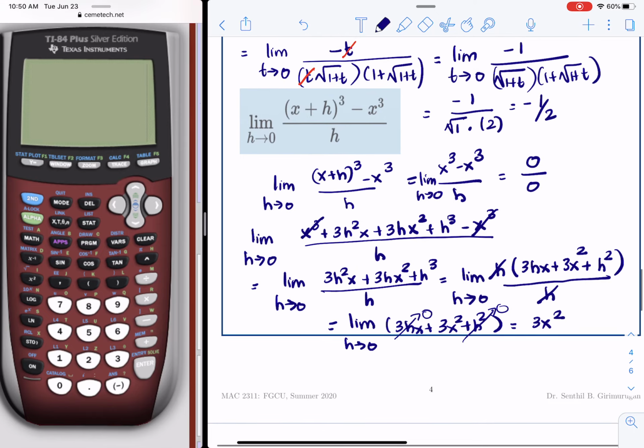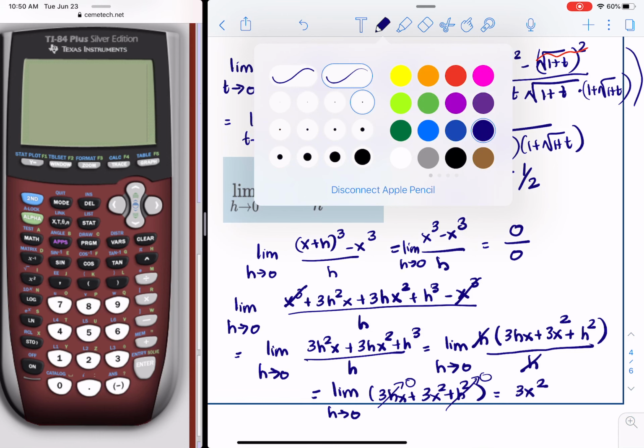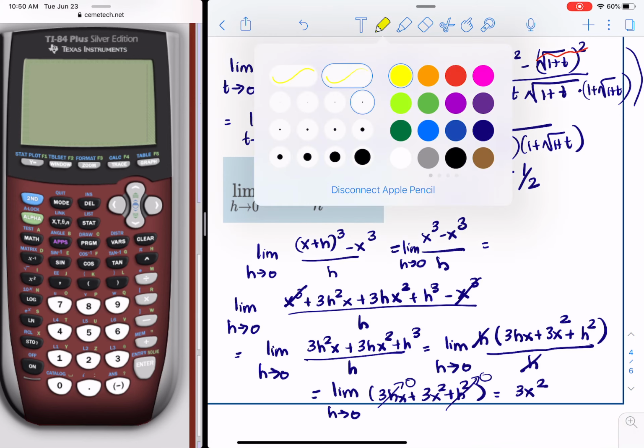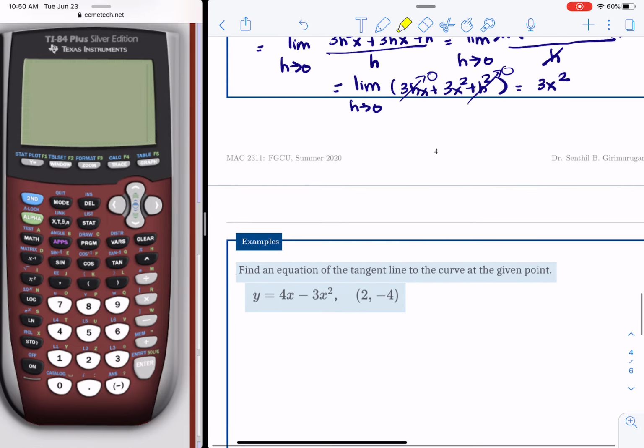So at the onset, we had 0 over 0, and if you just call the answer to be 0 at this step, you made a mistake because that is an indeterminate form and that cannot be just 0. So the correct answer here is 3x squared.